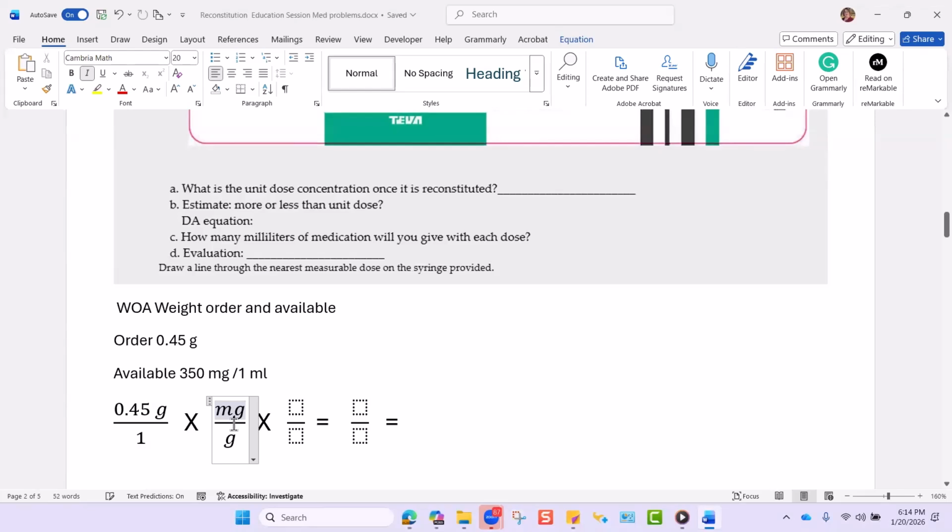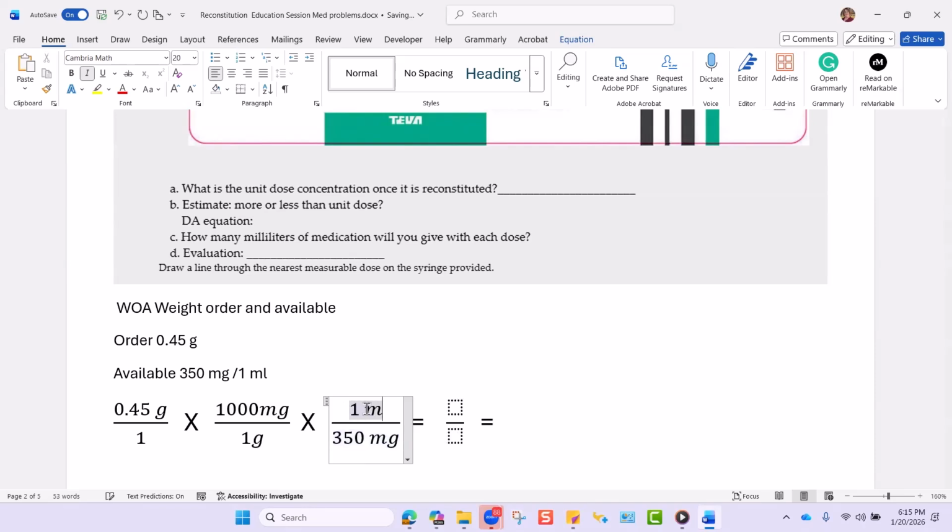So somebody tell me how many milligrams are in a gram? 1,000. You got it. In 1 gram. Now that's your conversion factor. Now let's put in our what's available. You got milligrams on the top. Milligrams must go on the bottom. How many milligrams? 350 in 1 ml. Now what's hard to do on the screen is to show you the crisscrosses, but let's look.